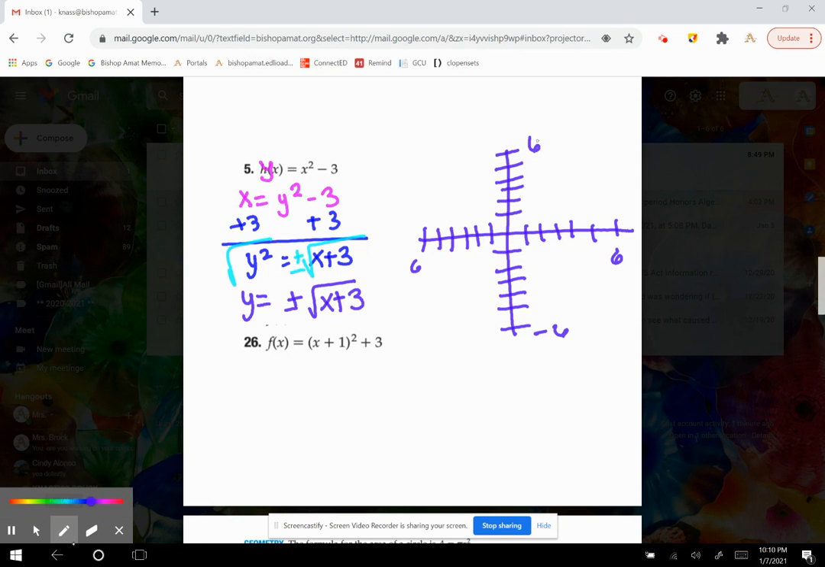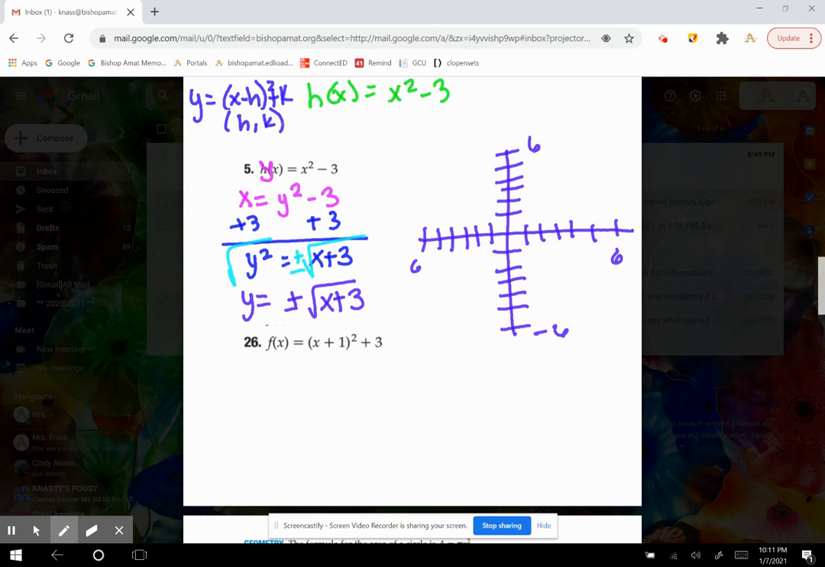Okay, now if you remember, h of x is equal to x squared minus 3. This is going to be a u, right? And we had x minus h squared plus k, with our vertex being h, k. So if you can do that, that's great, because my vertex here is 0, negative 3. And there's h of x.